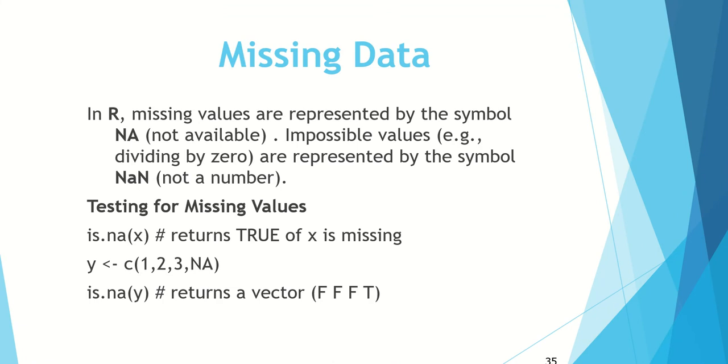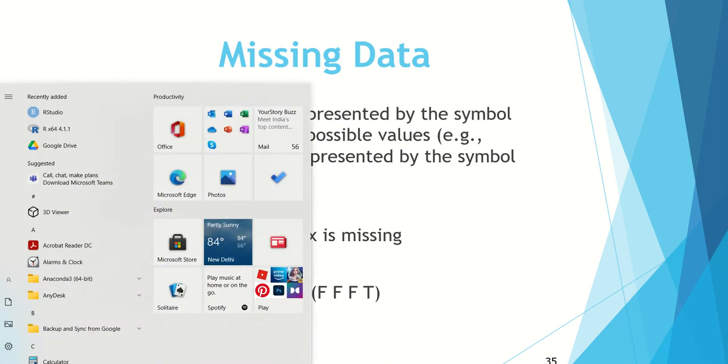Now, in R, missing values are represented by the symbol NA, which means not available, and impossible values like dividing by 0 are represented by the symbol NaN, meaning not a number. And there is an inbuilt function, is.na. It will return true if a value is missing, otherwise it will return false. So I will share it with you.